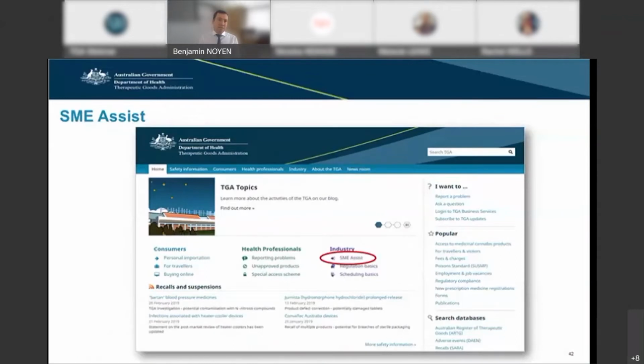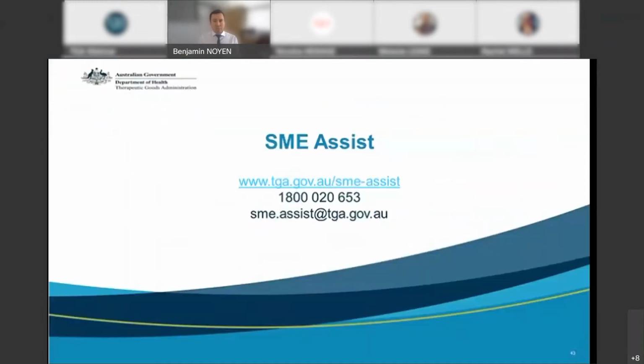Finally, this is how you access the SME Assist service and information about the service on the front page of the TGA website under the heading Industry. And these are our contact details. We look forward to hearing from you. And I'll now hand over to Melanie Leake from our SME Assist team to take you through case studies on market authorisation and manufacturing. Thank you.